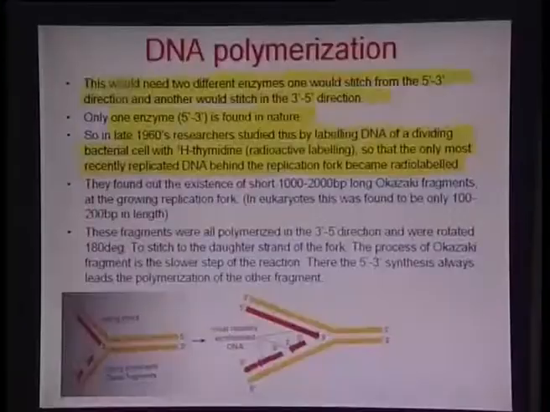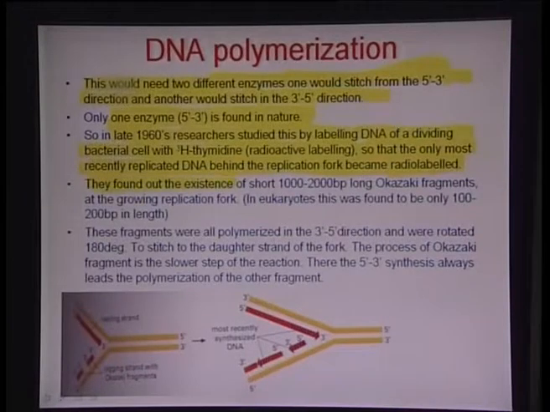So these fragments are known as essentially Okazaki fragments, on the name of the guy who really found these fragments out first. So therefore they found out this existence of short 1000 to 2000 base pair long Okazaki fragments on the growing replication fork. Okay, so in eukaryotes this was found to be only about 100 to 200 base pairs, whereas in prokaryotes this would be as high as about 1000 to 2000 base pairs, and these fragments would then attach in bulk, okay, as fragment by fragment rather than individual base pair by base pair. This is also illustrated in this figure here.